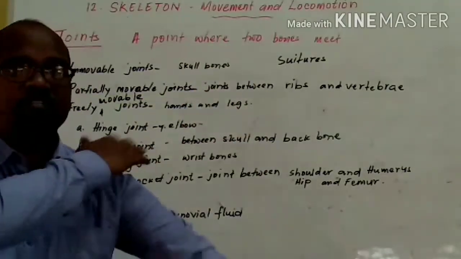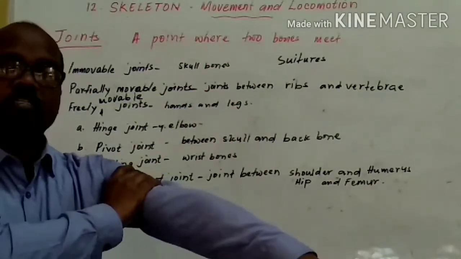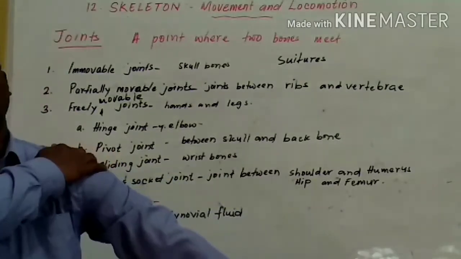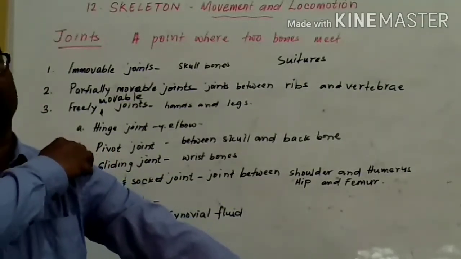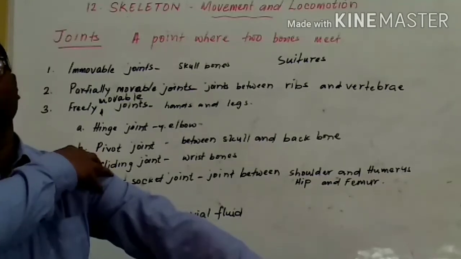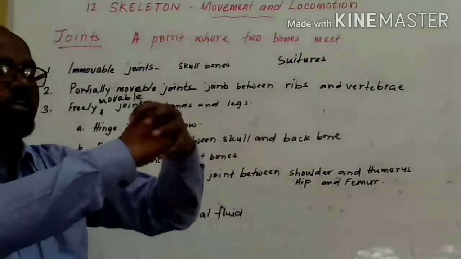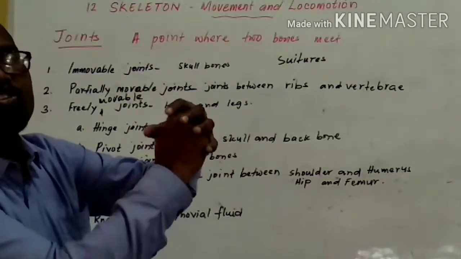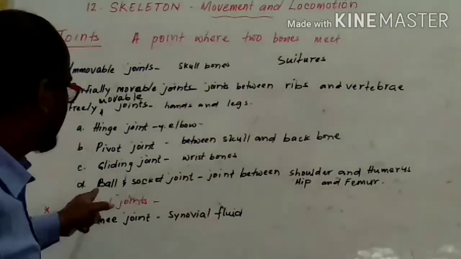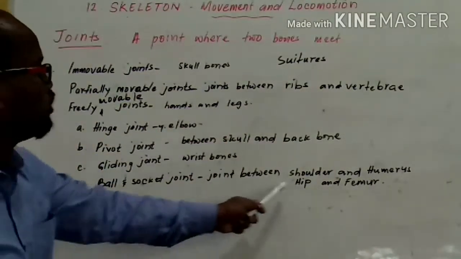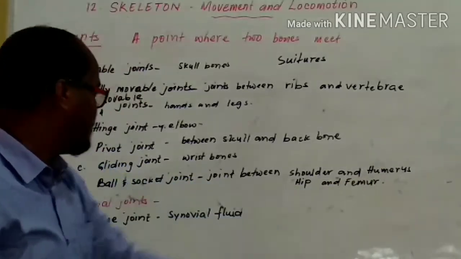So also we have here in the shoulder, the humerus is connected with the shoulder bone, where there is a cavity, the glenoid cavity we studied. It is connected there in a socket and it allows movement. So this is a ball and socket joint between shoulder and humerus, hip and femur.